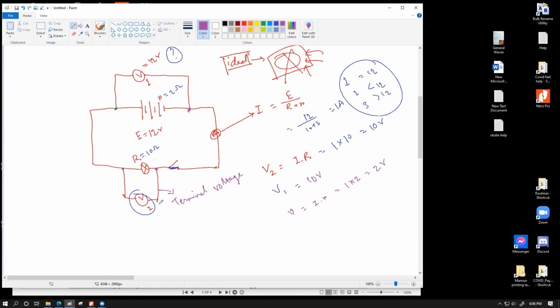So this voltage that happens across the load of a circuit is what we call the terminal voltage, and the voltage that gets lost within the battery is what we call lost voltage.